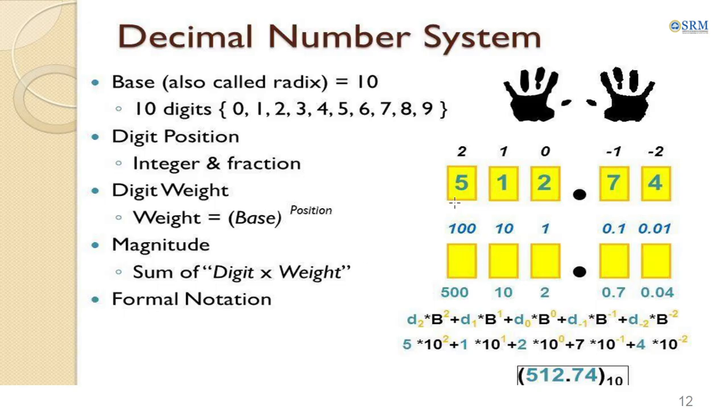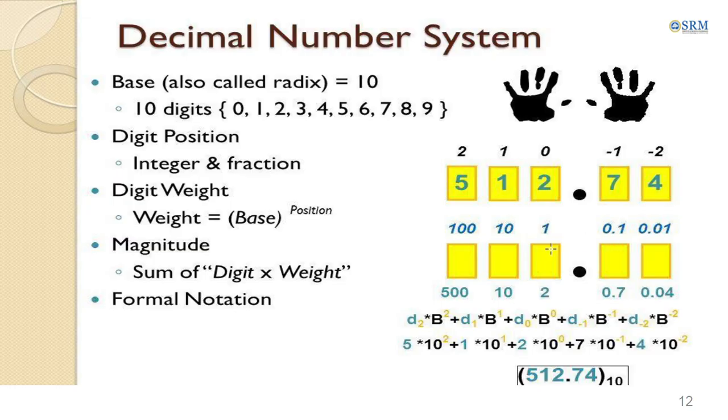Suppose we have a number like 512.74. The position of digit 2 is 0, the position of digit 1 is 1, and the position of 5 is 2. Going into the fraction toward the right side, digit 7 has position minus 1, because it is the first digit from the point toward the right, and digit 4 has position minus 2.